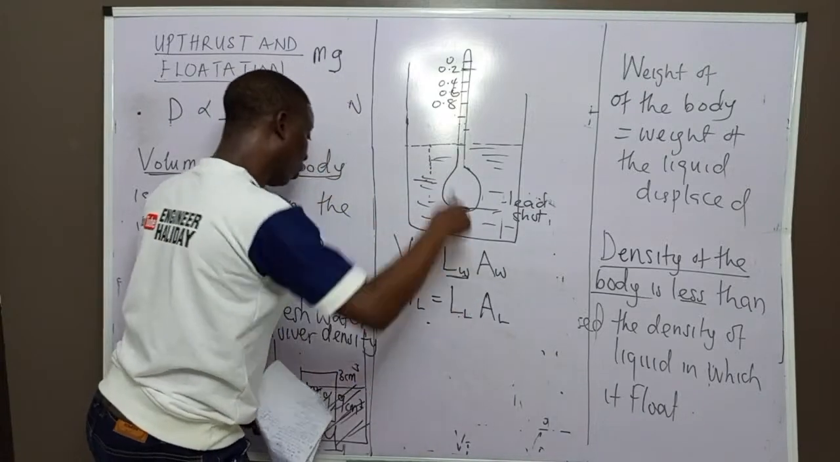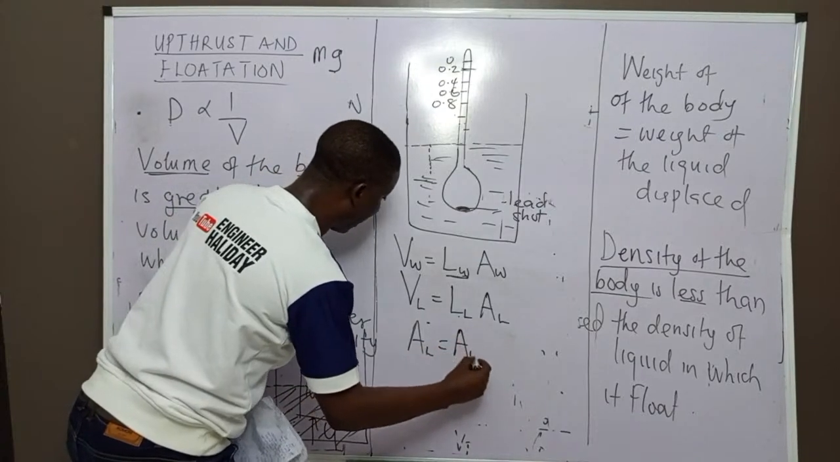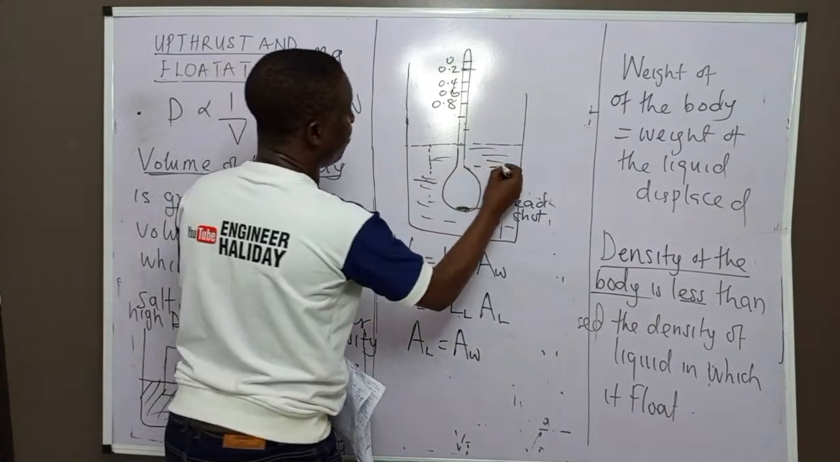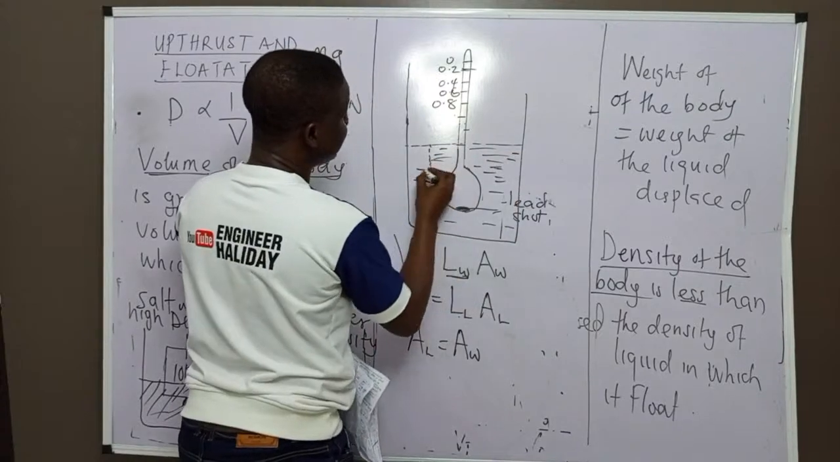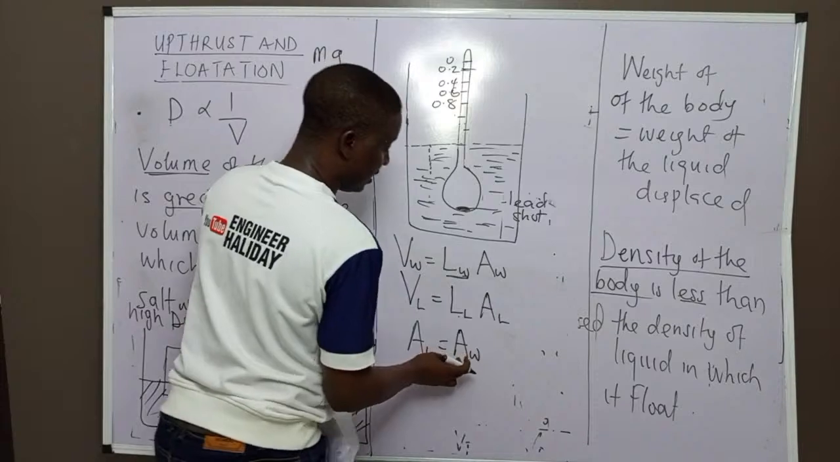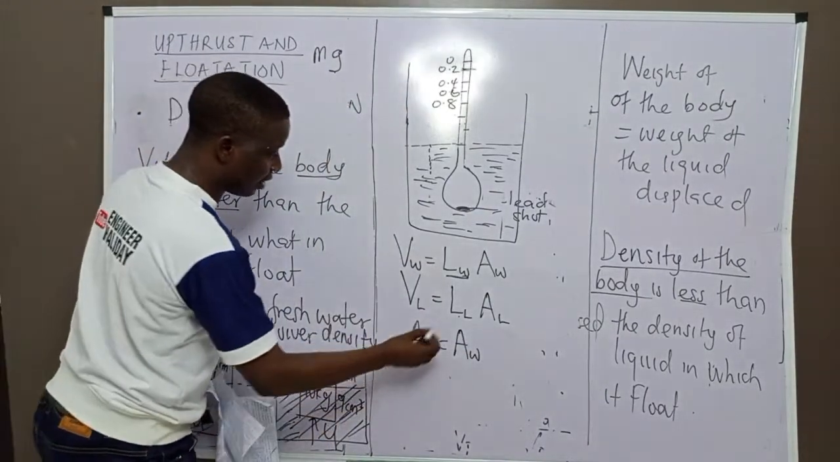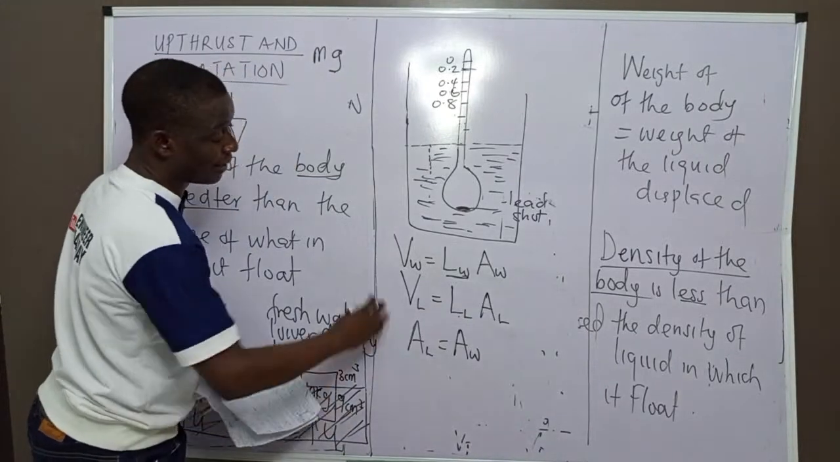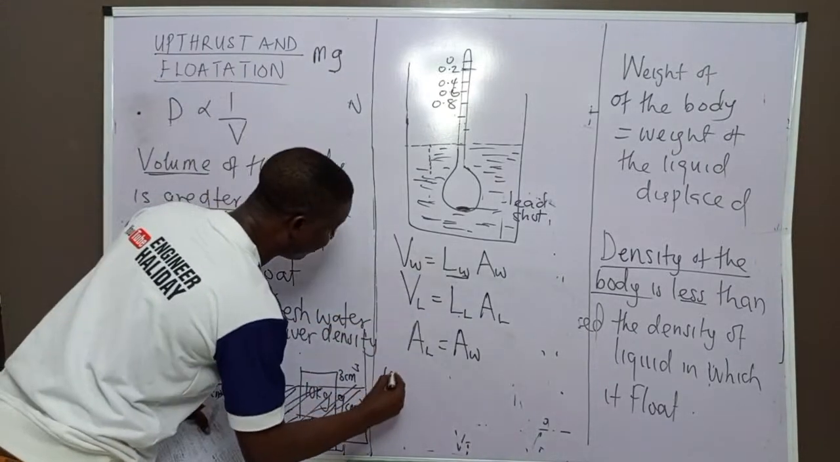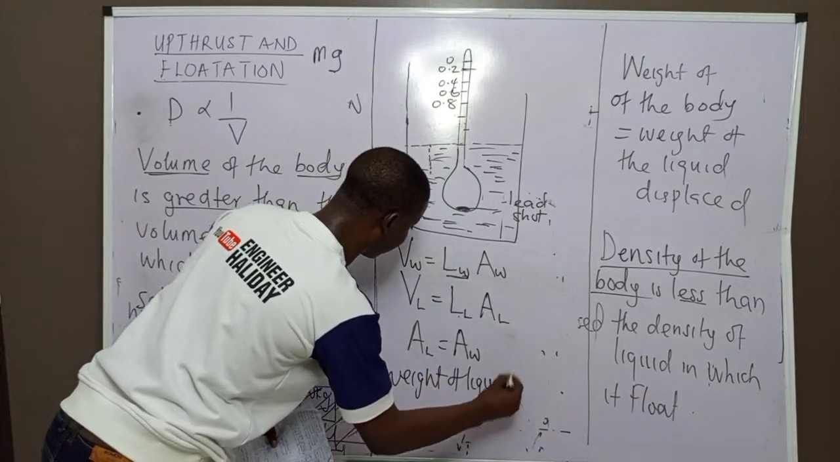Then for the height at which it went in, don't forget, area of liquid equals area of water, because we are using the same container. The area occupied by liquid and water is the same, so the two of them will cancel each other. Now you can compare. The weight of the liquid is equal to the weight of water.